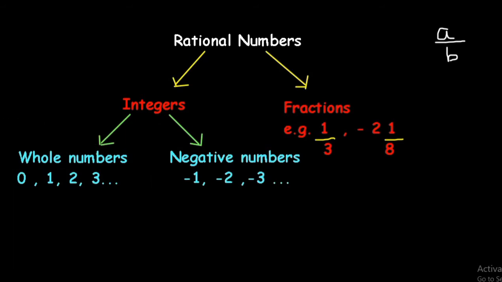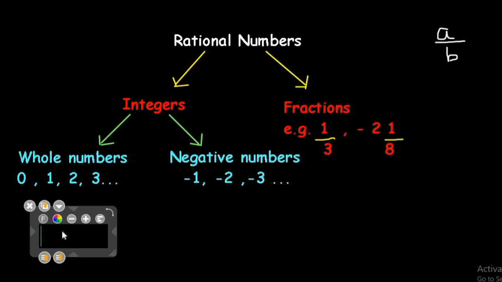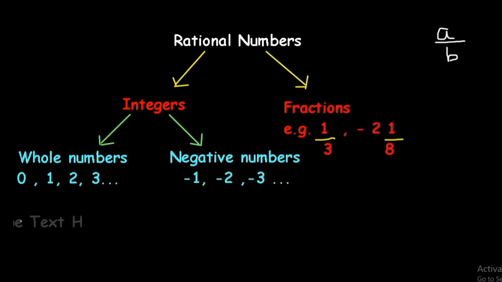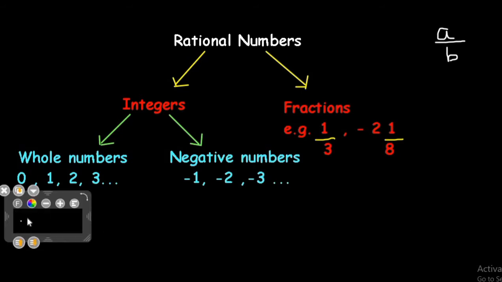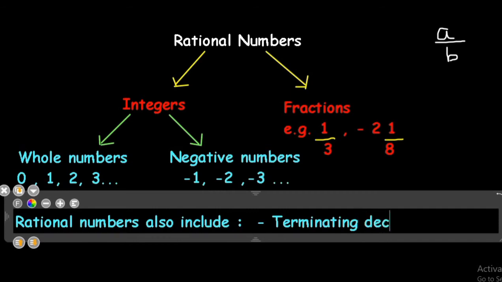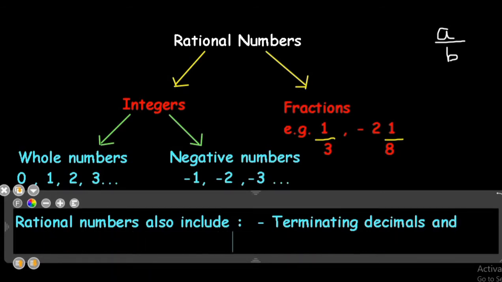Rational numbers also include two other kinds of numbers. And what are those kinds of numbers? The two other kinds of numbers that are included in rational numbers are decimal numbers. They include decimal numbers. But what kind of decimal numbers? The terminating decimals, and you can say the terminating decimals and the recurring decimals.